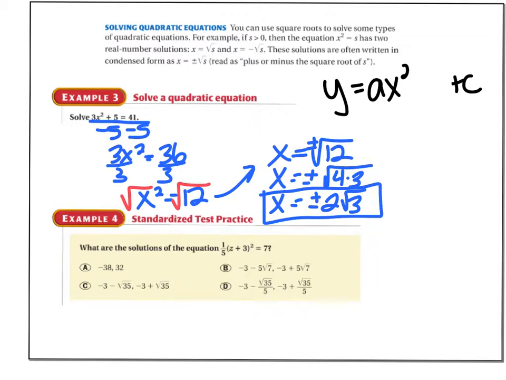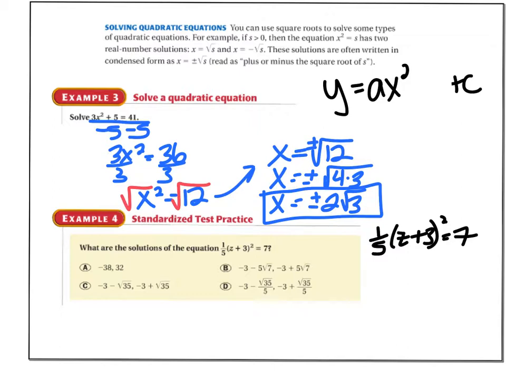Let's look at example 4. It says, what are the solutions of this equation? 1/5 z plus 3, that whole quantity squared, equals 7. So I will solve this off to the side and rewrite it. If we have 1/5 times the quantity z plus 3 squared equals 7, this one you have to tackle in just a different way, because it's this entire quantity that's being squared. So I need to isolate this before I can square root it and find out what z is.